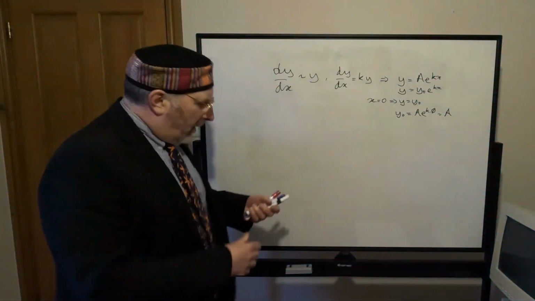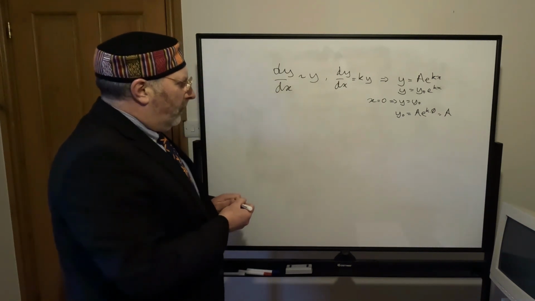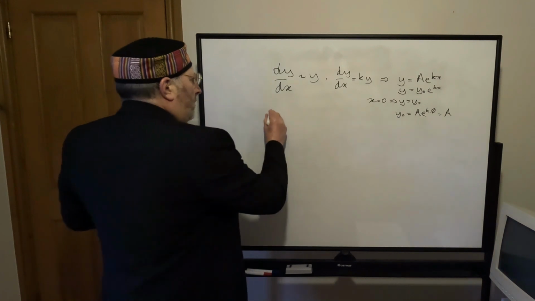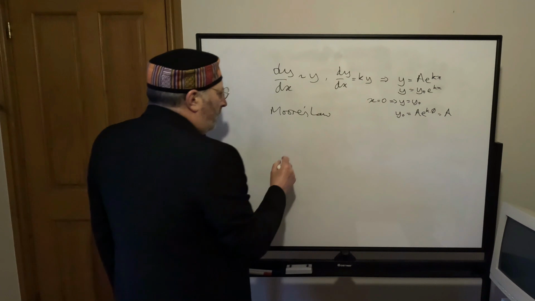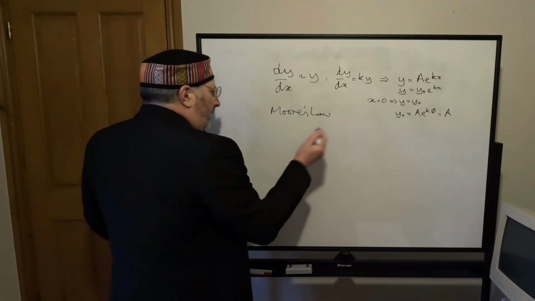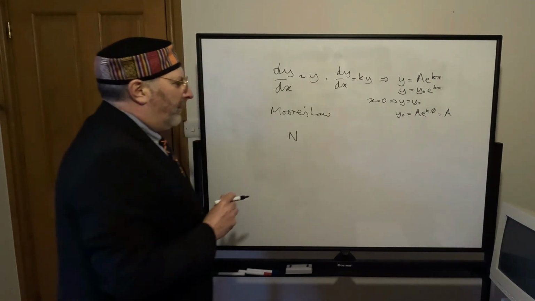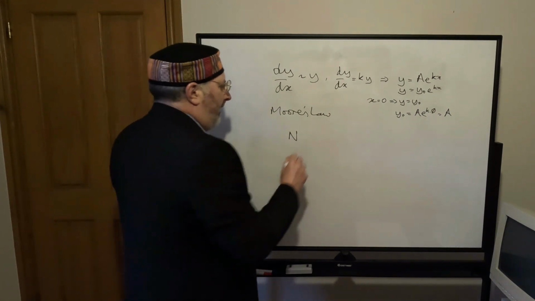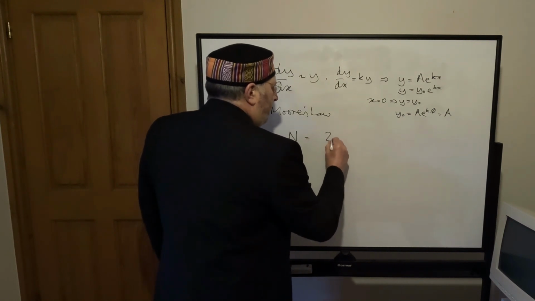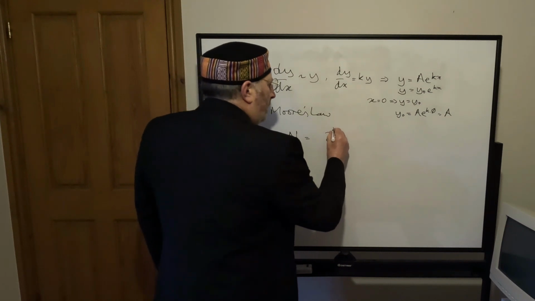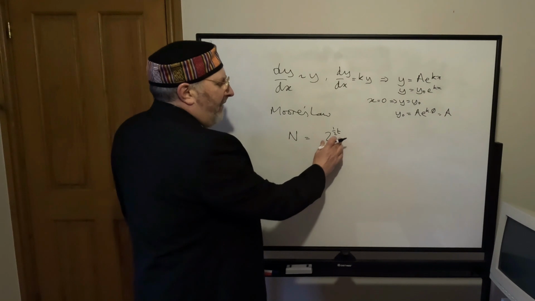And then another example where this kind of thing applies is with Moore's law. So with Moore's law, we've discussed it. It says that the number of transistors on a computer chip, which I'll write as n, is proportional to 2 to the half t, because it doubles every 2 years.